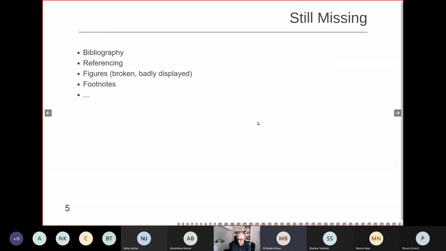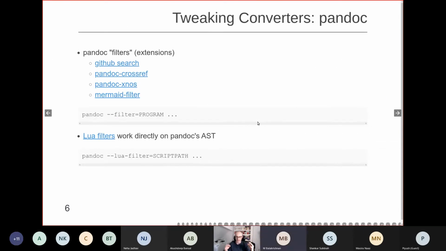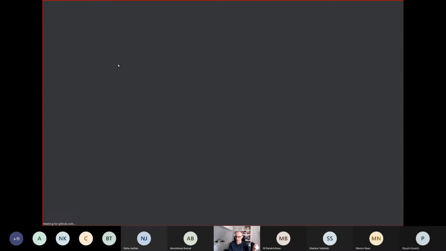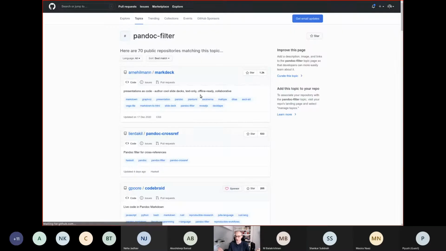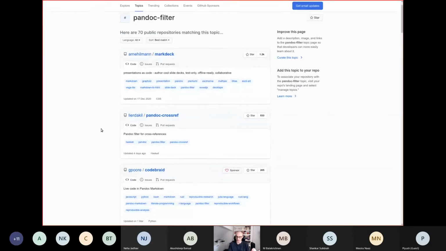The way you can fix some of them is by working more diligently with the conversion tools. Pandoc has many ways you can tweak the converter. There's a bunch of what are called Pandoc filters, which are effectively post-processors that you can use to improve your output. I'll put together a couple of links on my slide. If you do a general search on GitHub for Pandoc filters, you come across more than 70 repositories which offer various types of filters.